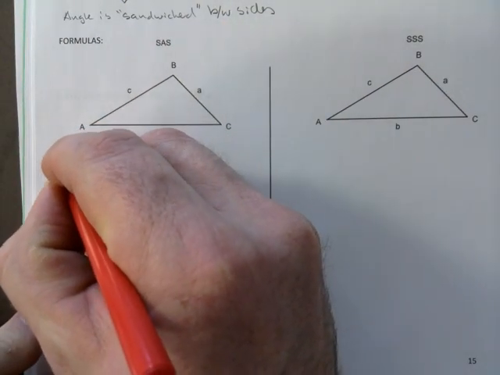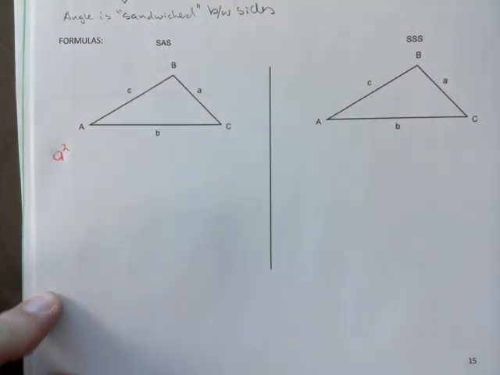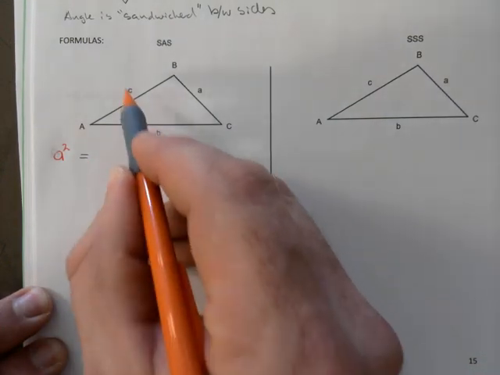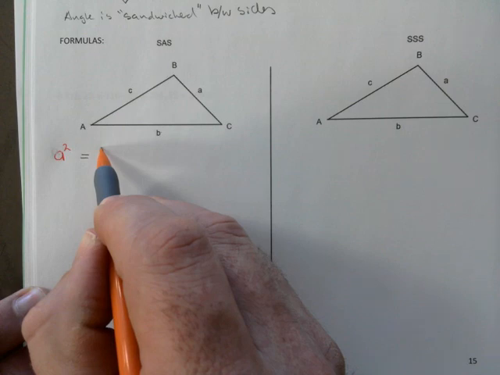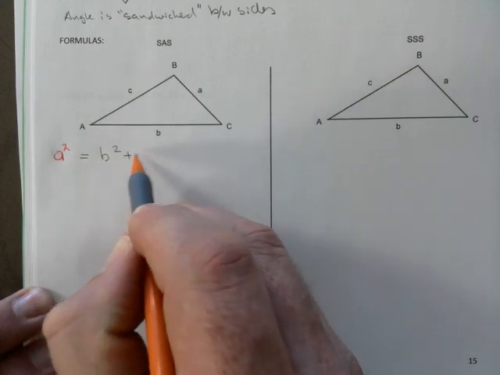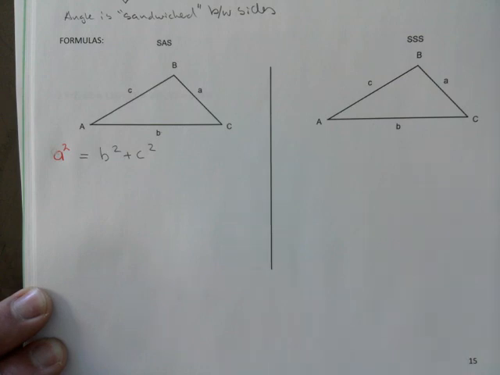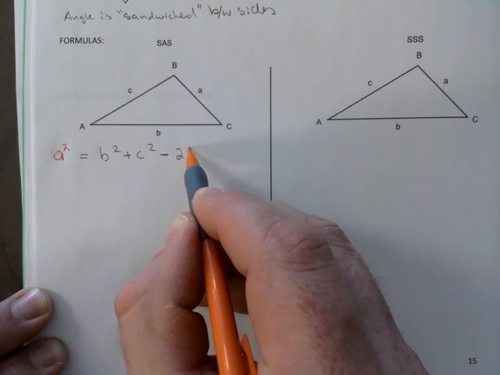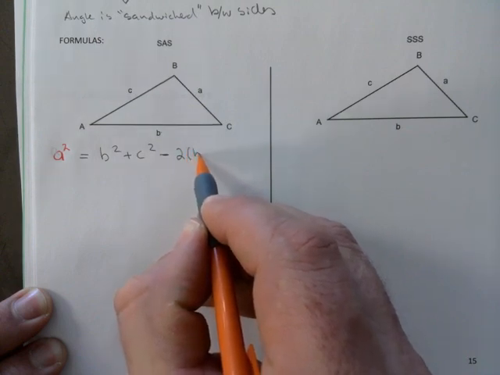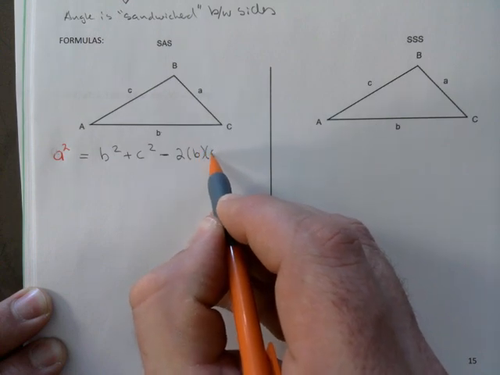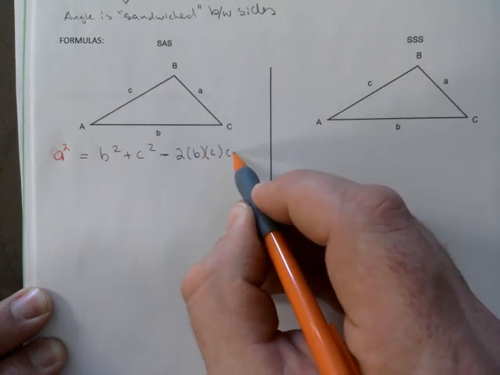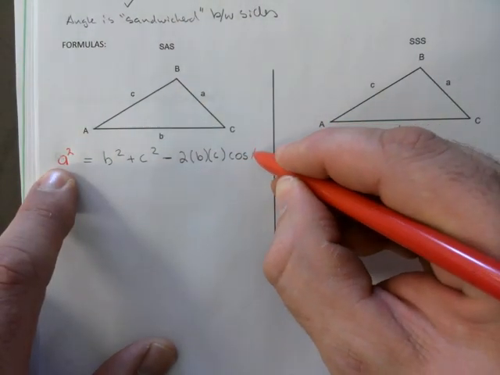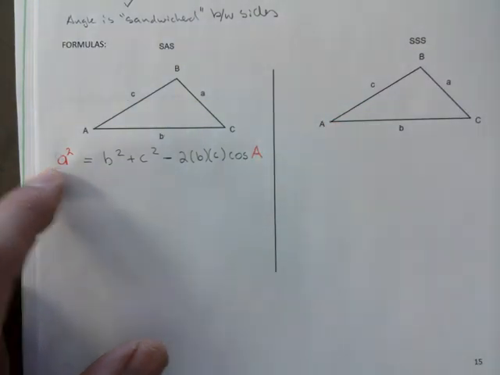If you want to solve for A, you've got to start like this. A squared is equal to the other two sides, B squared plus C squared, but this is where it changes: minus 2 times B times C times cosine of the angle across from that side you're trying to find. And that's where I'm using a red pen again.